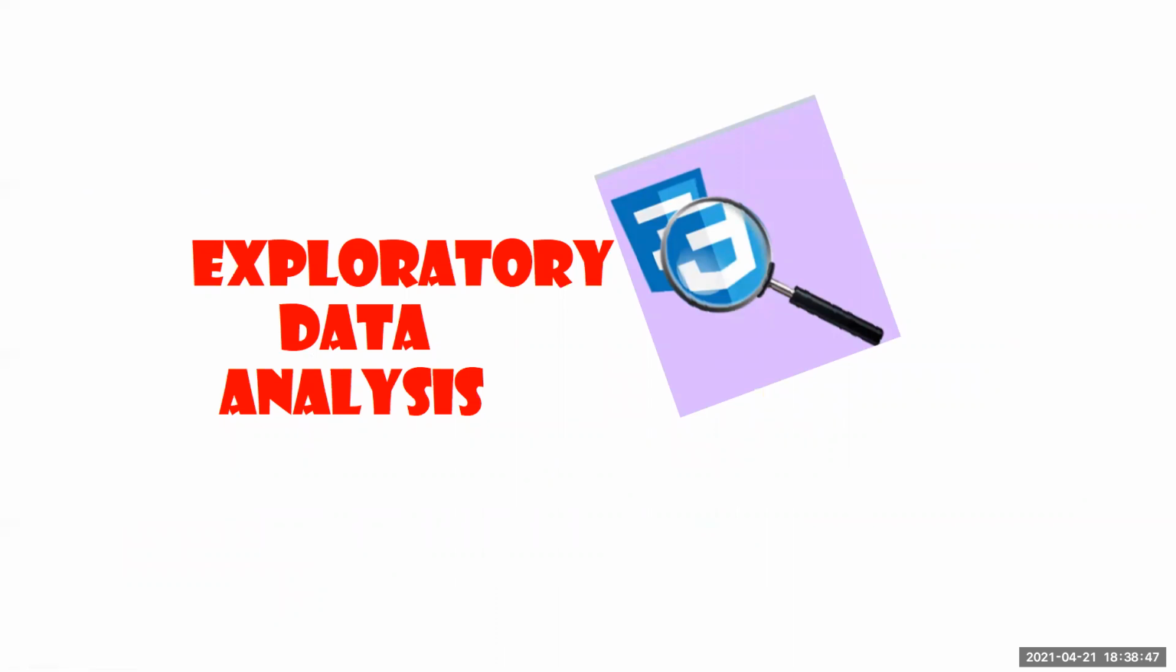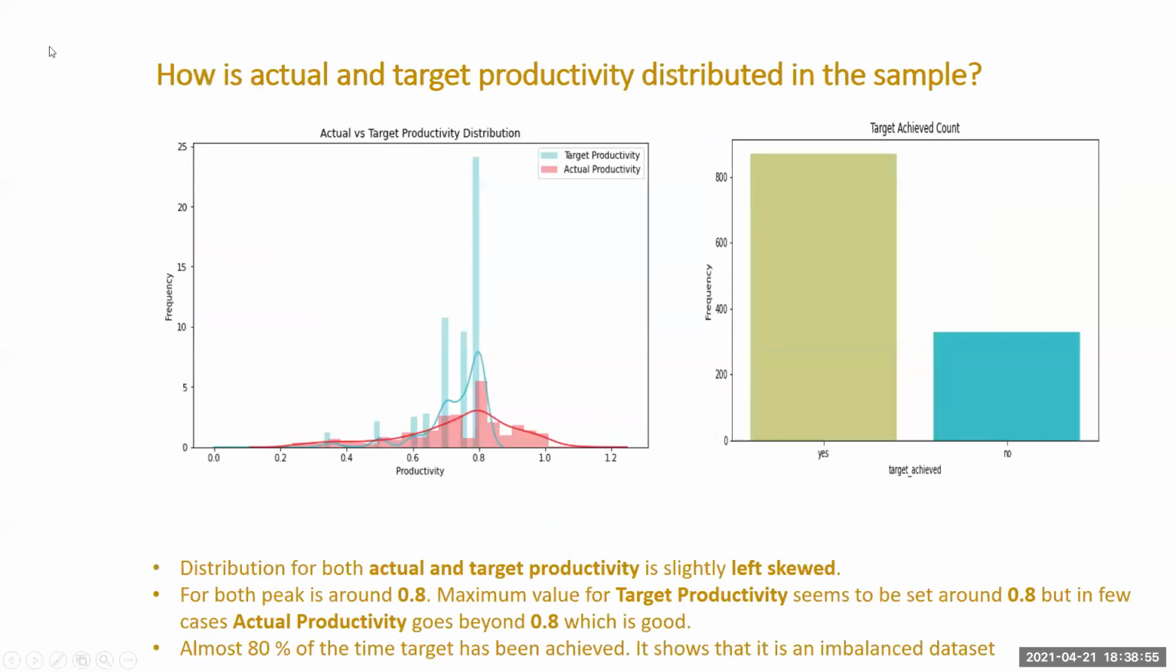Before building the machine learning model, we are going to do some exploration of the data and visualize it. So here is the first one. Here we are going to see how the actual and target productivity are distributed in the sample. This blue line shows the target productivity, and this red curve is the actual productivity. We are seeing that the target productivity is most of the time set to 0.8, and the employees were able to achieve this target, and they were even able to go beyond it.